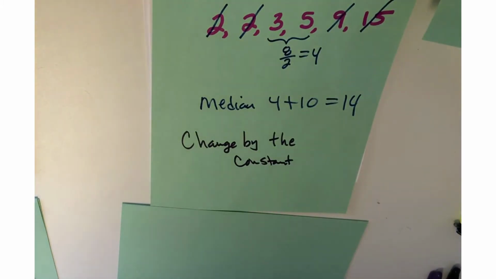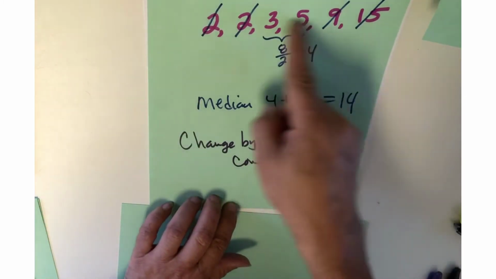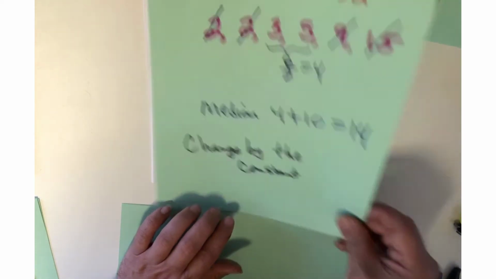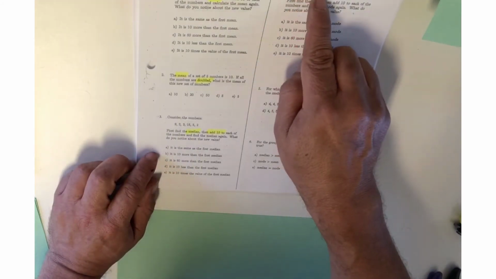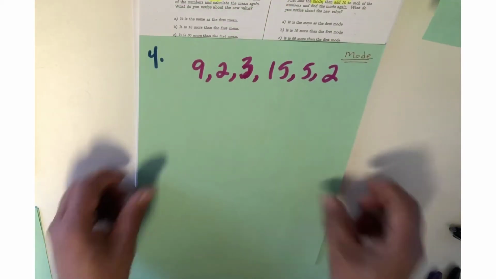Usually this constant is going to be the variable k. Once again, you don't have to do the math except for the initial, finding the median, and then add 10 and you'll get 14. Number 4, it says consider the following numbers: 9, 2, 3, 15, 5, and 2. And in this case, let's go see what the keyword is. Oh, it's mode. And once again, they want me to add 10.